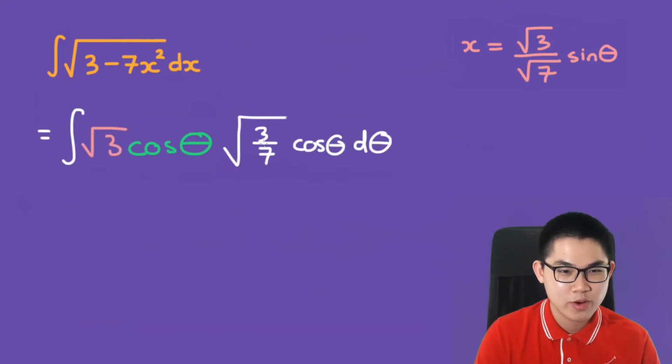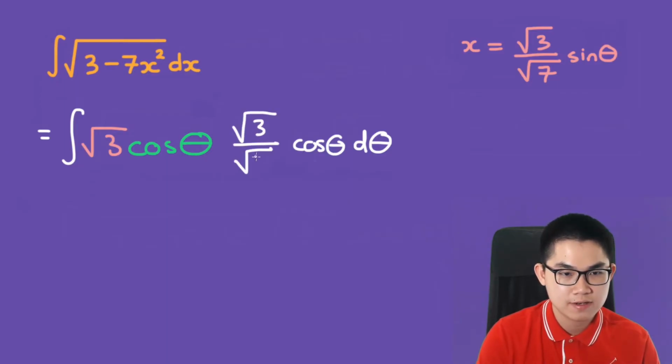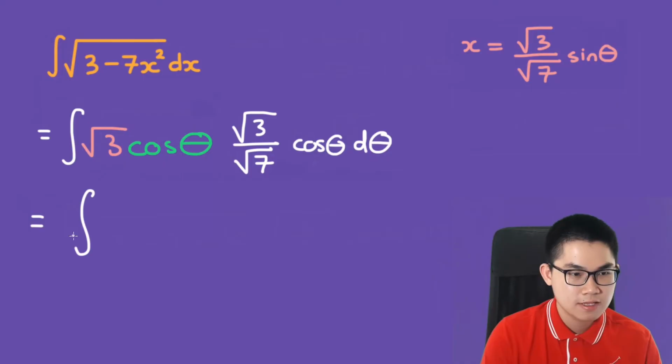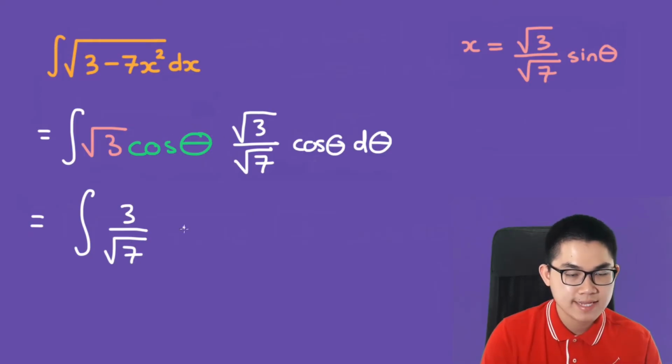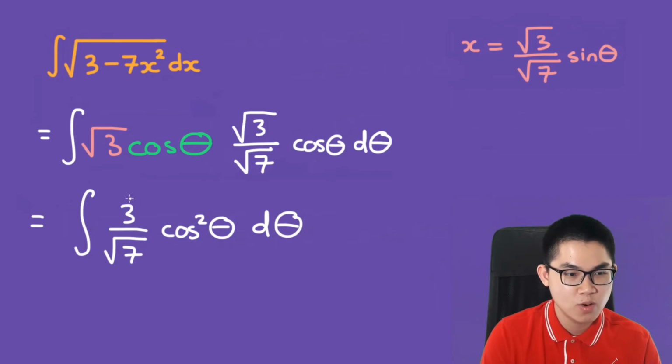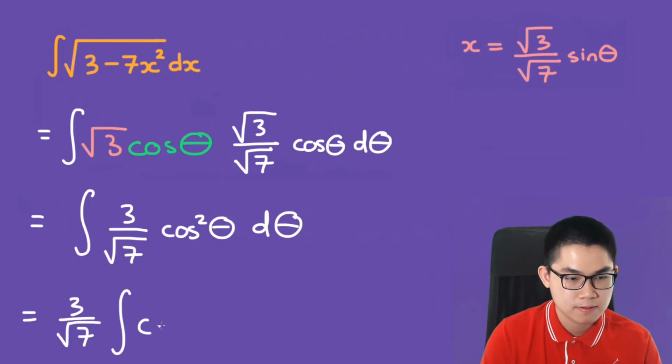Now, the square root of 3 times cosine squared is just the square root of 3 times cosine. The square root of 3 over 7, as mentioned before, is just the square root of 3 over the square root of 7. So we have the square root of 3 times the square root of 3 is a 3. Then we have a square root of 7. And cosine times cosine is cosine squared. We should also move the 3 over the square root of 7 outside of the integral.